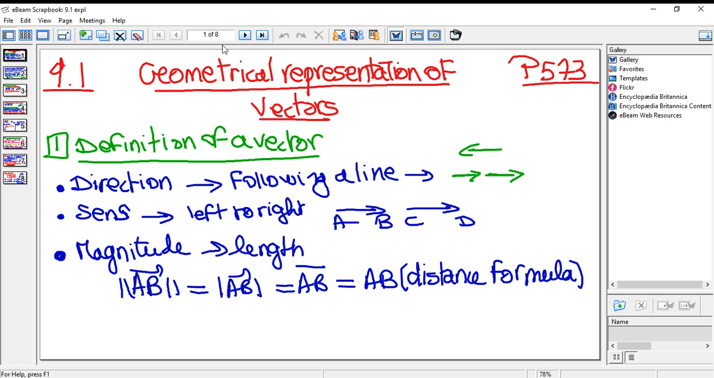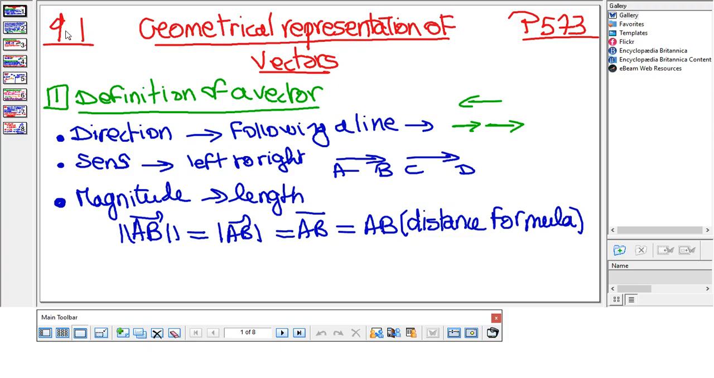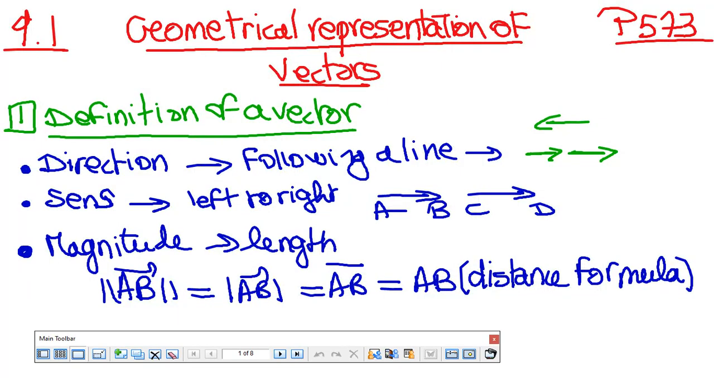So now we are back to a new lesson, lesson 9.1. We're talking about the geometrical representation of vectors. So guys, every time you need to define a vector, you need to check those three components of the vector.